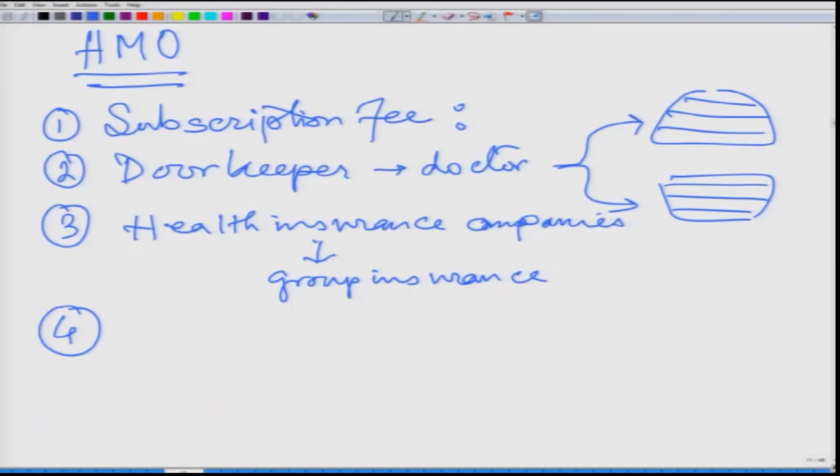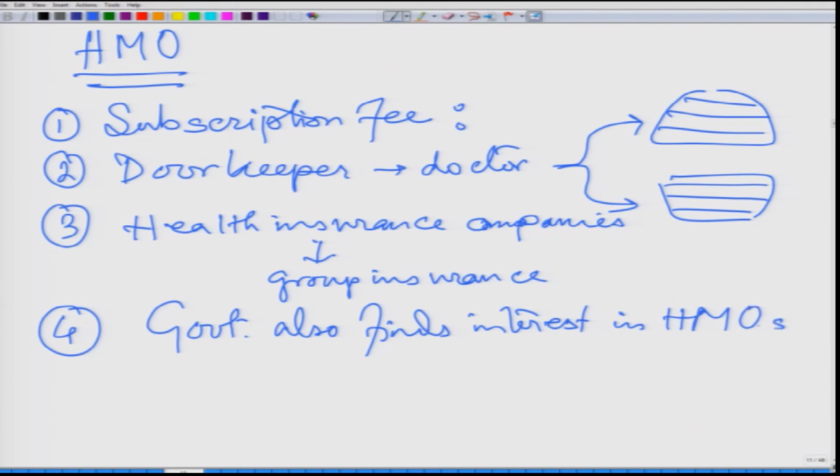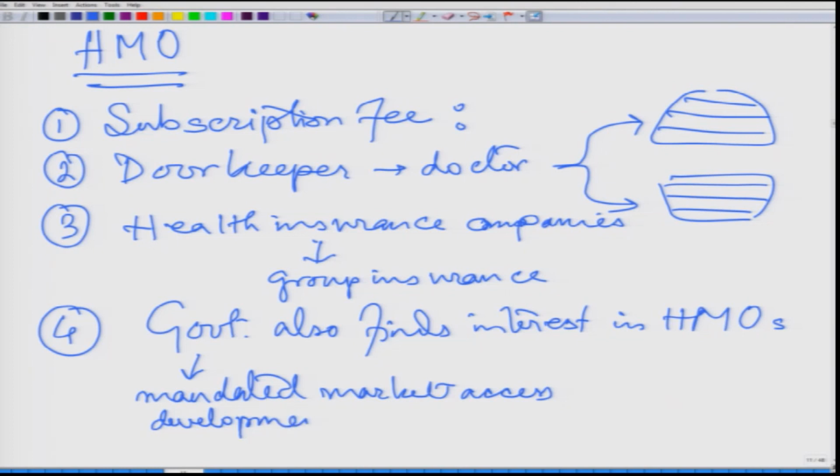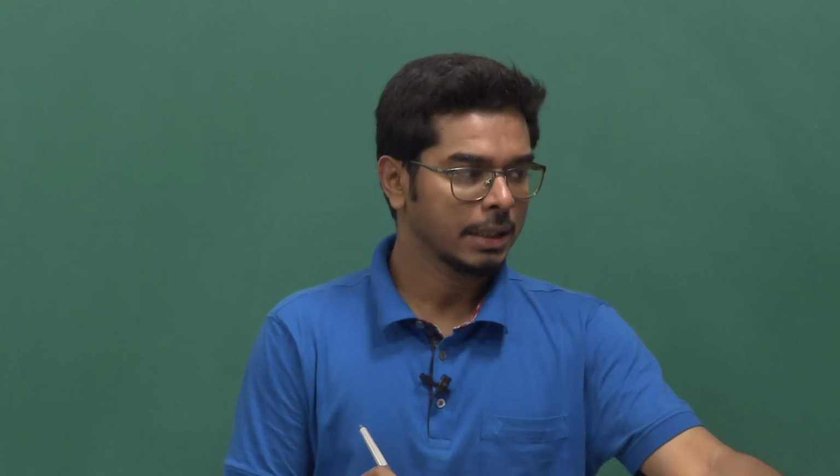So the government also finds interest in HMOs, and finds that HMOs are really doing a good job towards society. What the HMO gets from the government is, one, a mandated market access, and number two, a development fund from the government. And then the information share, of course, because the data the HMOs have, they share with the government, and the government can use the data for research or to improve their database. So this is all about HMO.